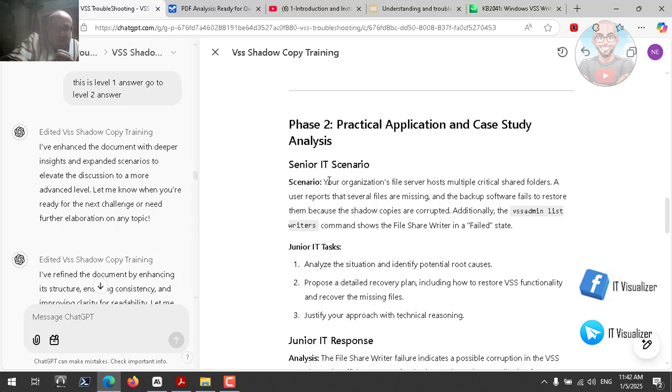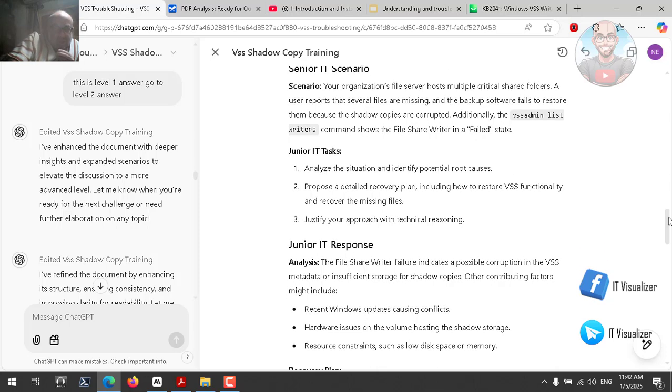Senior IT scenario: an organization file server hosts multiple critical shared folders. Users report that several files are missing and the backup software fails to restore them because the shadow copies are corrupted. Additionally, the vssadmin list writers command shows that the file share writer is in a failed state. Junior IT task: analyze the situation, identify potential root causes, propose a detailed recovery plan, including how to restore VSS functionality and recover the missing files. Justify your approach with technical reasoning.